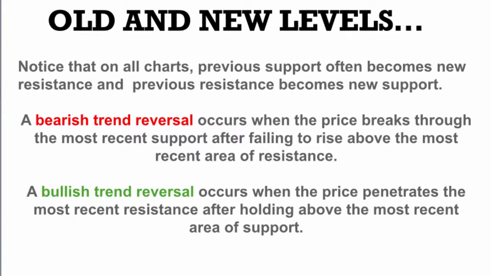Let's talk about old and new levels. You notice that on all the charts, previous support often becomes new resistance, and previous resistance often becomes new support. A bearish trend reversal occurs when price breaks through the most recent support after falling, or rising above the most recent area of resistance. That's when we start to see the whole trend of old and new levels of support and resistance break. The market turns around and turns over. Likewise, a bullish trend reversal occurs when price penetrates the most recent level of resistance after holding above the most recent area of support.